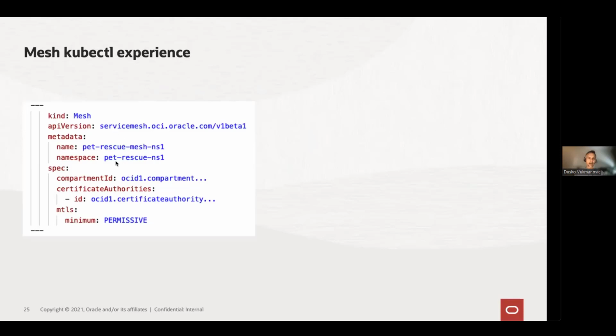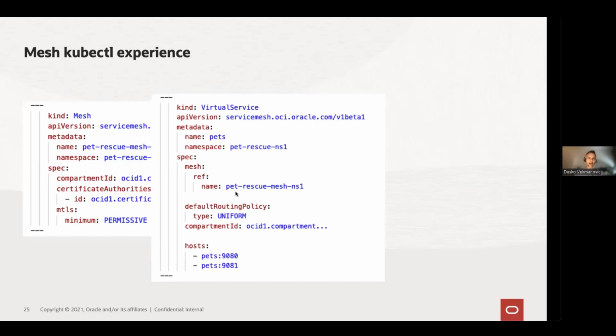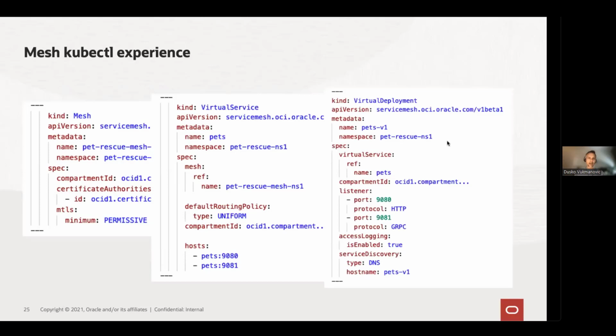For example, this is the mesh resource, this is the namespace, this is the compartment, this is the certificate authority. Here is the virtual service, for example. This is my default routing policy. So if I do not define a routing table, it will be like 50-50, for example. This is my virtual deployment. And essentially, when you create your YAML file, at least for the first resource, and next it is just copy paste, and then you just change some things, those things that are coming from Kubernetes.